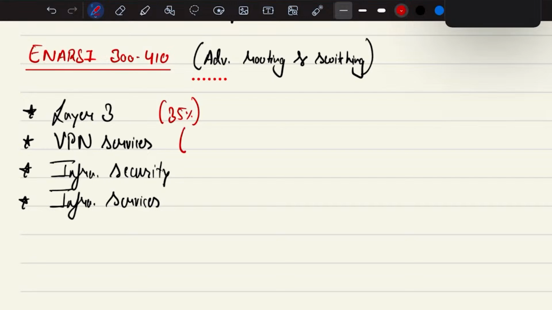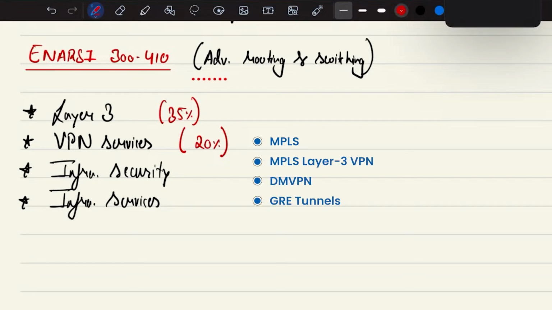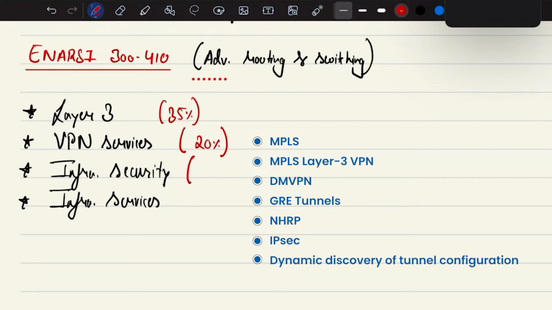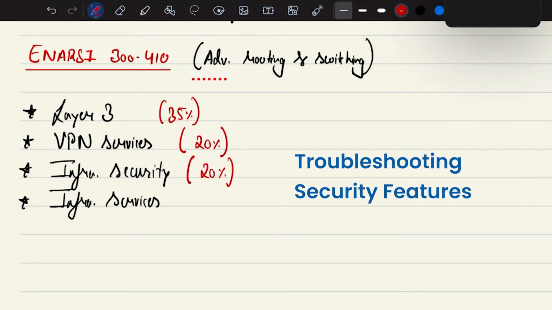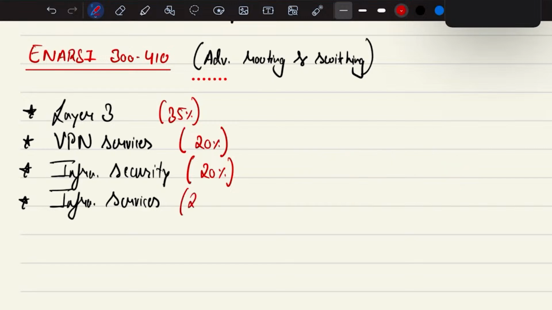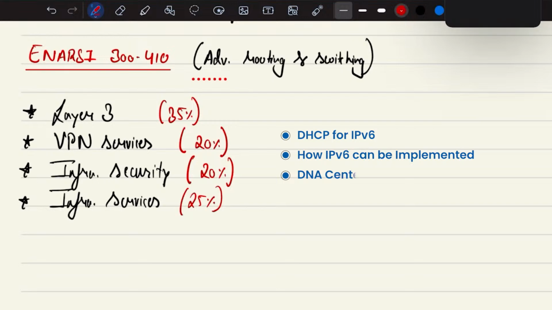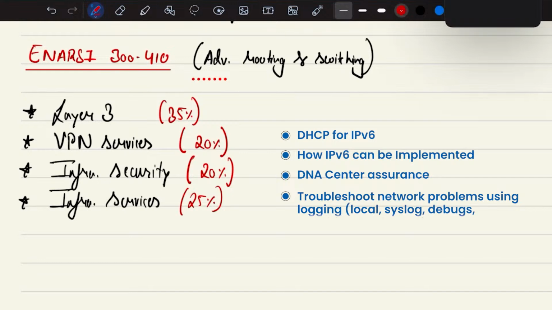Then VPN services again carry 20% of the exam weightage, covering topics like MPLS, MPLS Layer 3 VPN, DMVPN, GRE tunnels, NHRP, IPsec, and dynamic discovery of tunnel configurations. Then security carries 20% of the weightage, which covers troubleshooting and security features. And infrastructure services carries 25% of the weightage, with additional topics like DHCP for IPv6 and how IPv6 can be implemented, what DNA Center Assurance is, and what we can do by using debug commands, and the troubleshooting part is going to come up here.